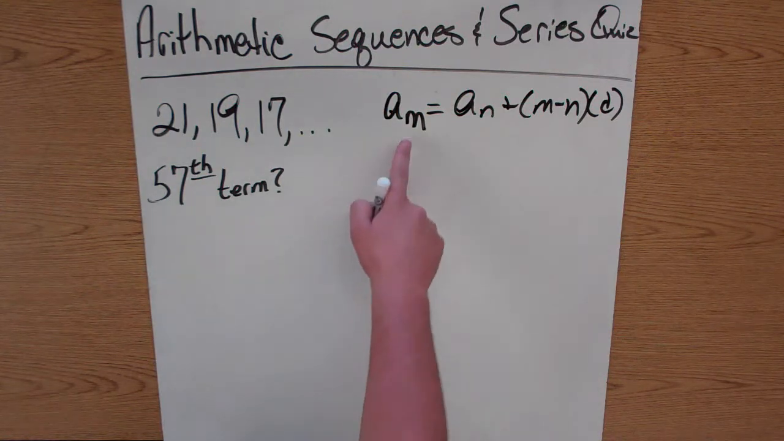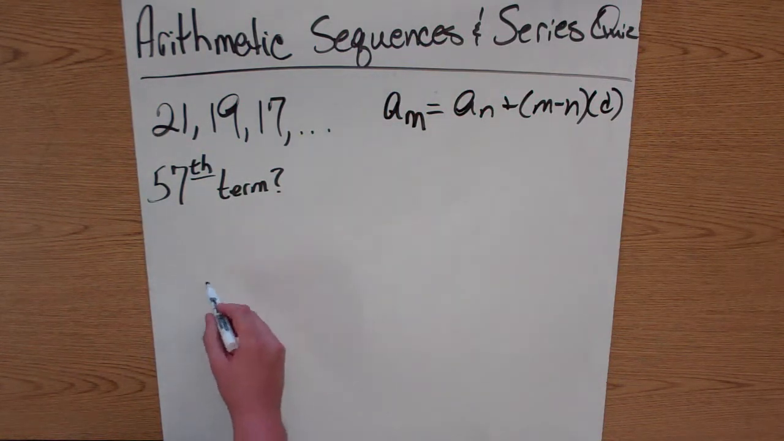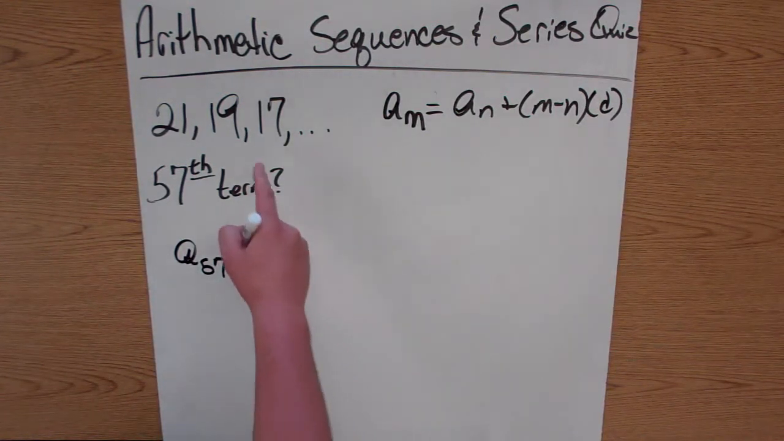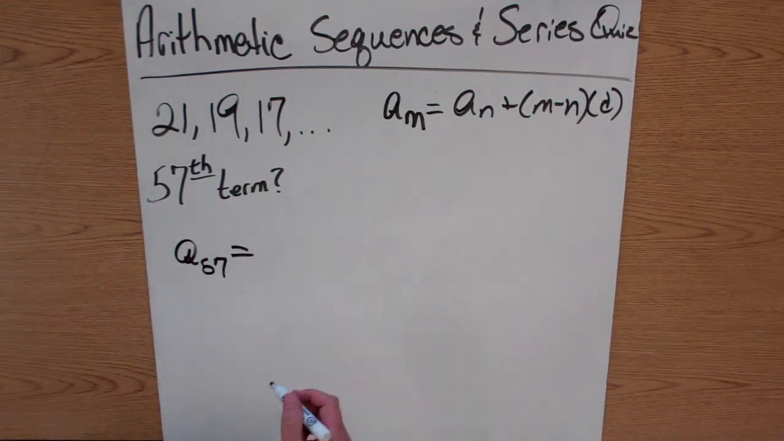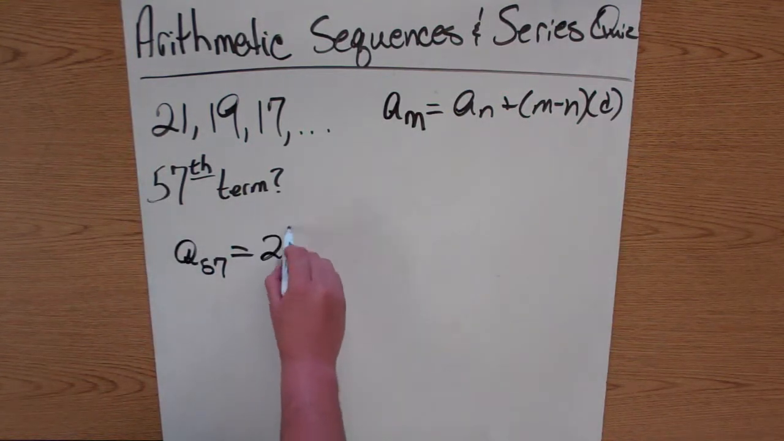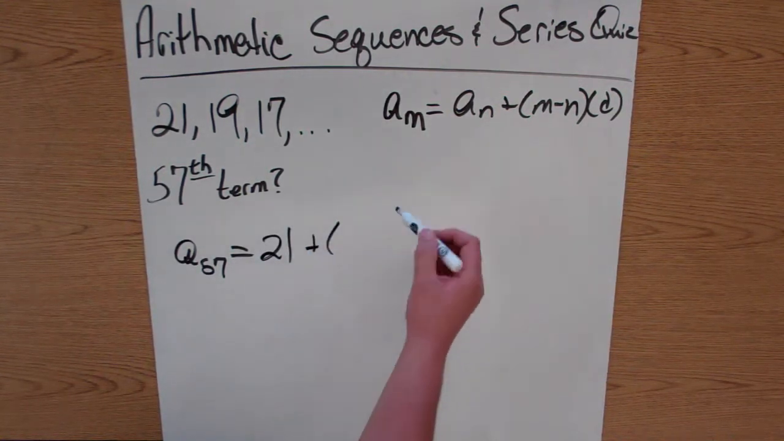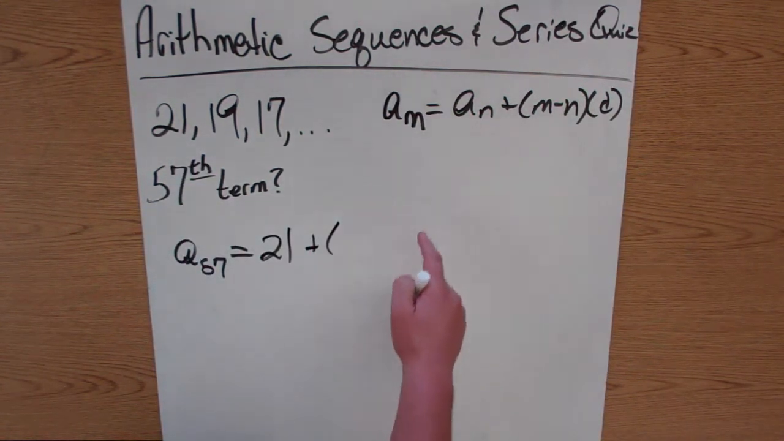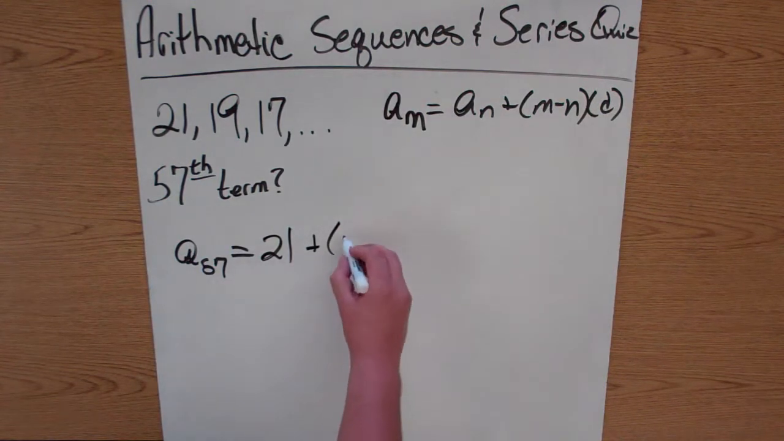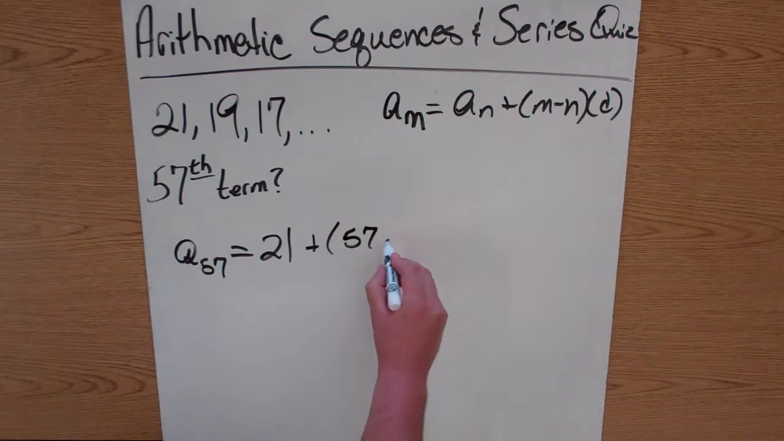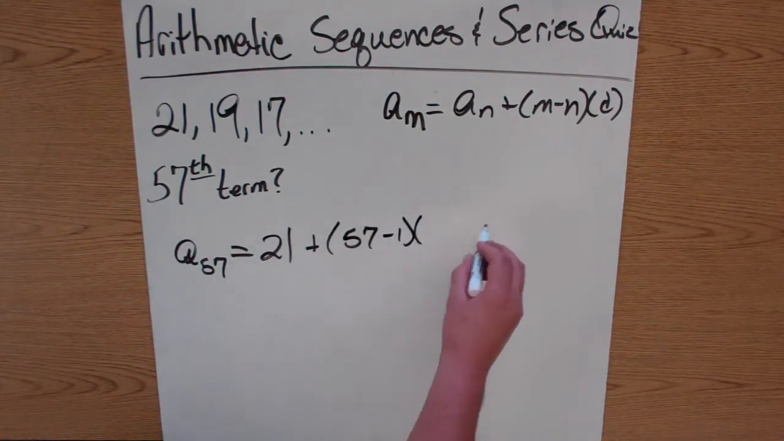Now m is the term we're looking for, so we're looking for the 57th term, equals a sub n. You can pick any of these three for a sub n, it doesn't matter. So for a sub n, let's do 21, plus, now since we picked 21, 21 is the first term, so n is 1. m is 57, remember. And n, since we picked the first term, is 1. So minus 1 times our difference.